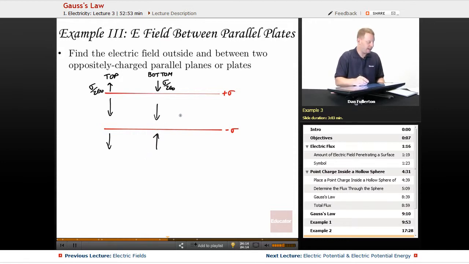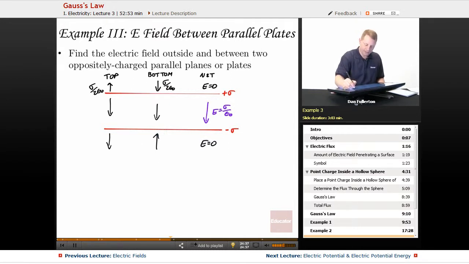So when we put these together, if we want to find the total or net electric field, up above the two plates we have sigma over 2 epsilon naught up and sigma over 2 epsilon naught down, which gives us an electric field equal to 0 there. In between the two plates, we have sigma over 2 epsilon naught down due to the top plate, and sigma over 2 epsilon naught down due to the bottom plate. So our total electric field here is sigma over epsilon naught headed down. And at the very bottom again, we have sigma over 2 epsilon naught down and sigma over 2 epsilon naught up, so the electric field is 0.